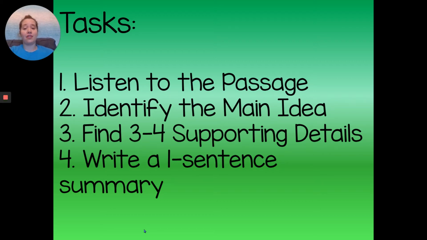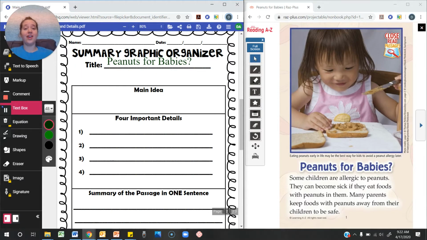Then you'll find 3 to 4 details that support what the main idea is. If you're unable to find details about what you said was the main idea, you need to rethink what the passage is really about, what the author is trying to say. And finally, step 4, you'll write a 1-sentence summary of the text. The materials that you'll need for today's lesson are the next graphic organizer in your packet, and also the text, Peanuts for Babies. Let's get started.